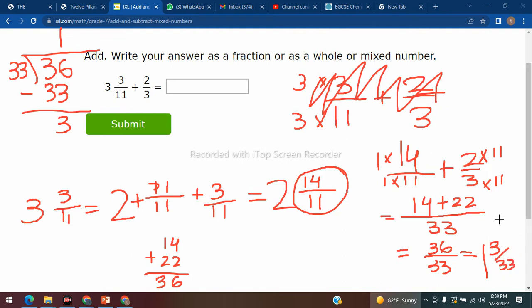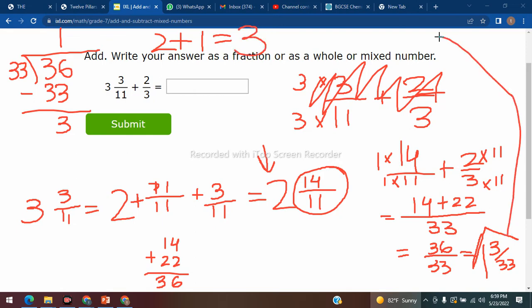And so we can take this 1 and 3 over 33, and add it to 2. So we have 2 plus this 1, which is 3. And then we are left with 3 over 33. But we could simplify that, right? Because 3 over 33 is 1 over 11. So we are left with 3 and 1 over 11.